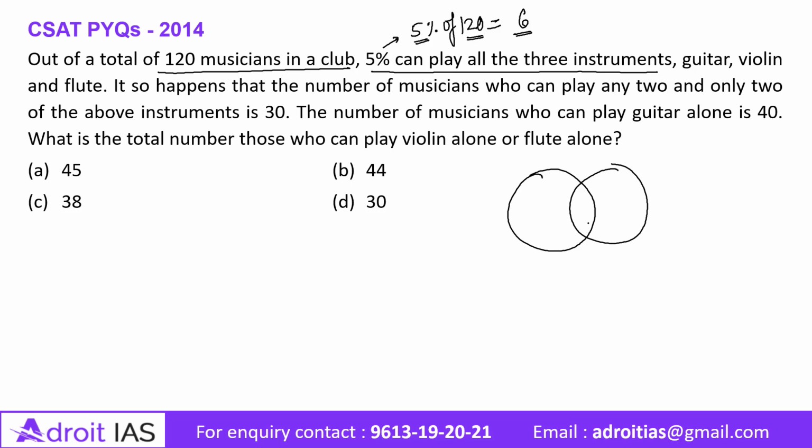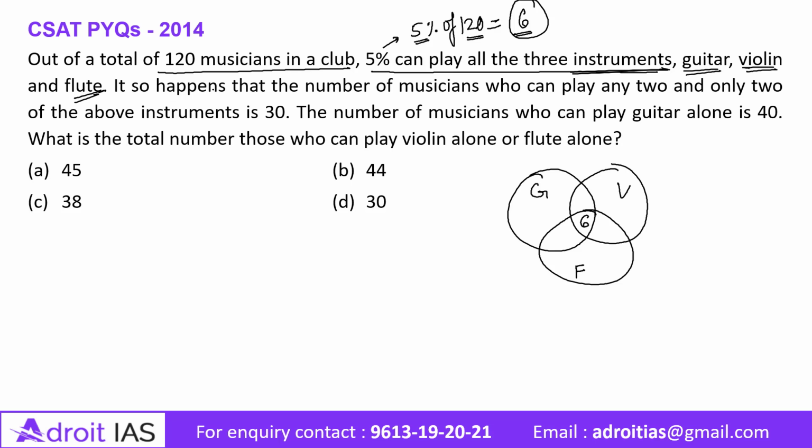So obviously this Venn diagram is based on 3 attributes, right? So what are the 3 instruments? Guitar, violin and flute. So this is guitar, this is violin and this is flute. So 6 musicians can play all the 3 instruments, fine.